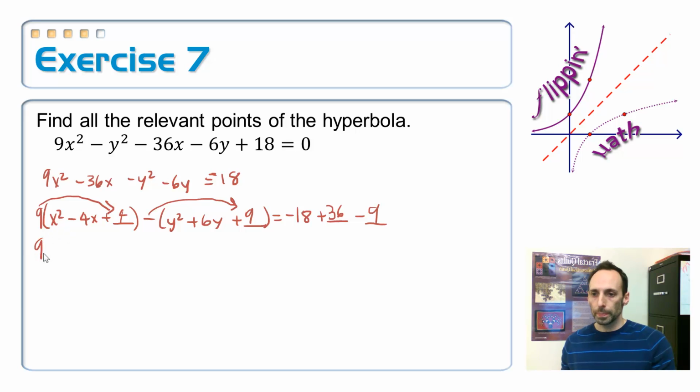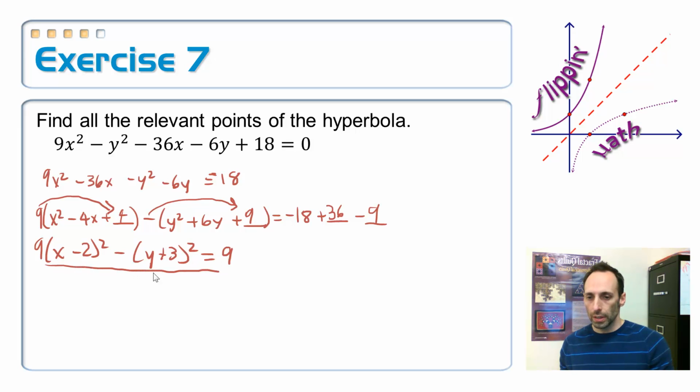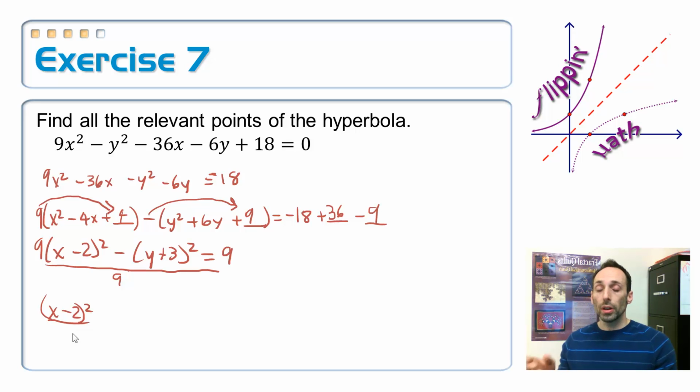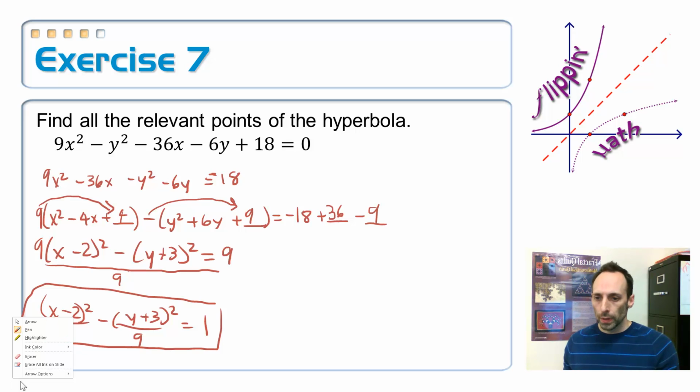Okay, let's clean this up. 9 times (x minus 2) squared minus (y plus 3) squared is equal to, let's see, that would be 18. 18 minus 9 is another 9. Now I have to get rid of the constant by dividing everything, both sides of this, by 9. And I finally have (x minus 2) squared over, I'm going to go ahead and put it over 1 so that we know what the a value is supposed to be, minus (y plus 3) squared over 9 is equal to 1. So here's my equation in standard form.